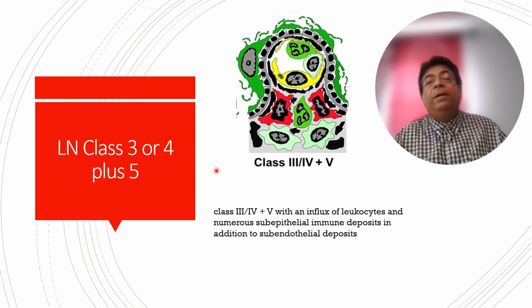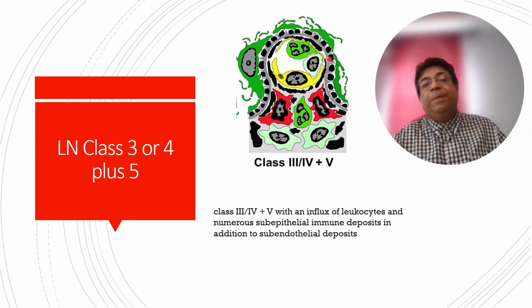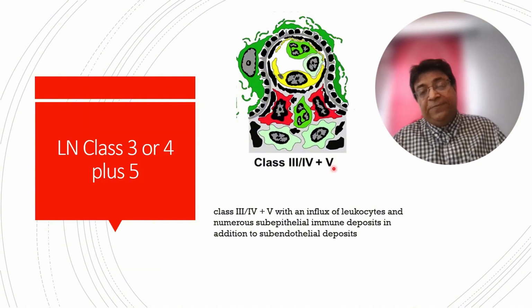Now here, you can see that the green is the podocyte, and the gray is the basement membrane, and you can see that there are immune complexes on both sides of the basement membrane. So you have subepithelial immune complexes, and you have subendothelial immune complexes. You have endocapillary hypercellularity, mesangial hypercellularity, and then immune complexes in the mesangium as well. So this is class 3, class 4 plus class 5.